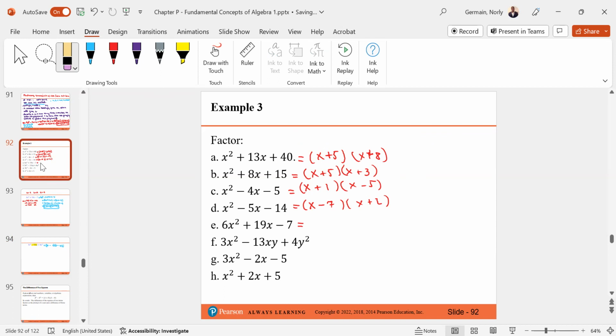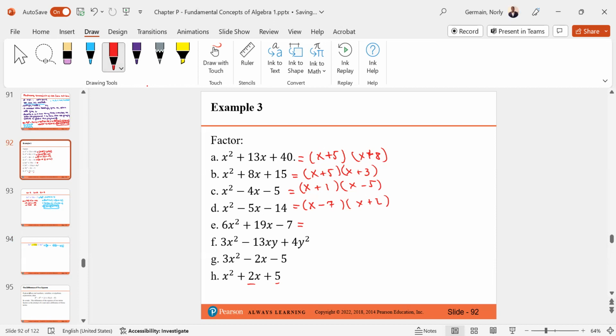Stop the video. That's what I wanted to say. Stop the video and try some other examples. When you look at this one, can you find two numbers that, when you multiply them, give you 5, and when you add, give you 2 in the middle?